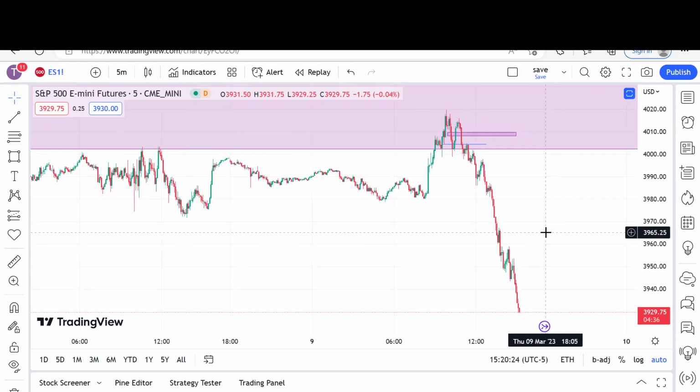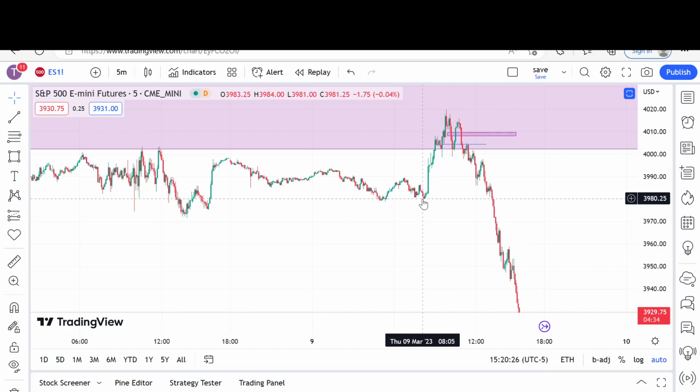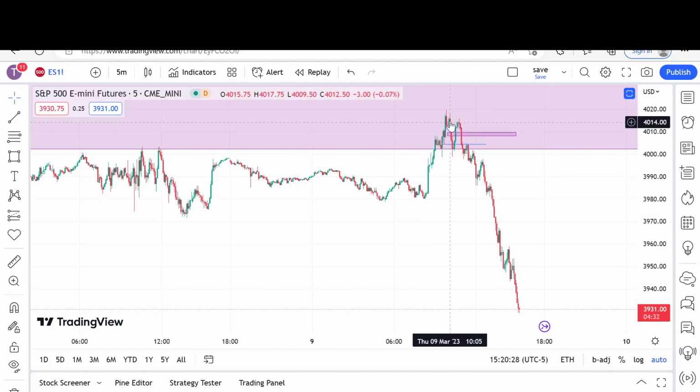So we have a deal in range right here. If we were to take this low prior to that really strong push up, that's a deal in range right there. Follow my cursor.